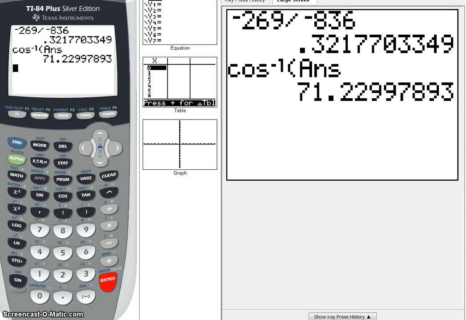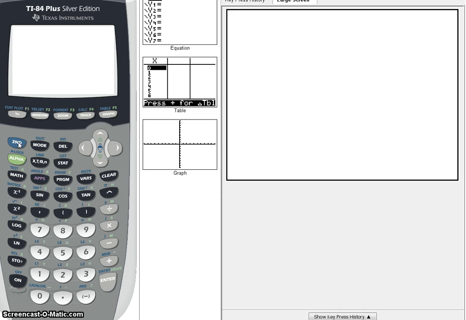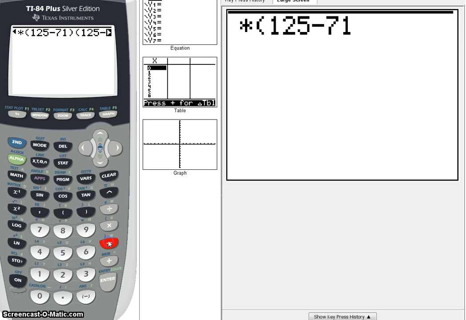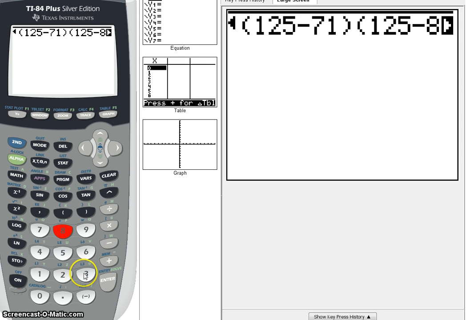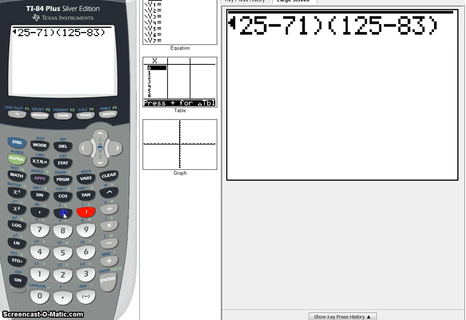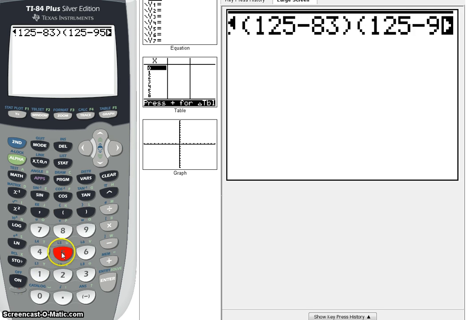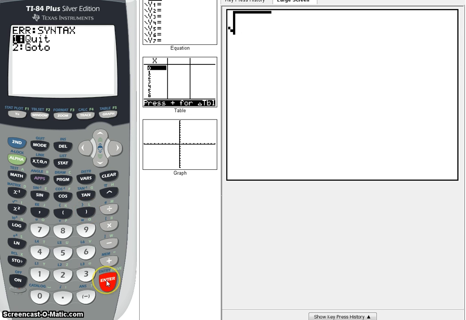So I'm going to clear this, I'm going to take the second and take the square root. So right away I'm going to take the square root of 125 times, and now I'm going to put the parentheses in there, 125 minus 71, and then times 125 minus 83, and then times 125 minus 95. All right, and I'm going to hit enter.